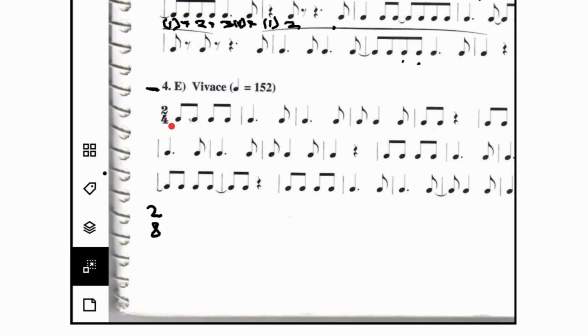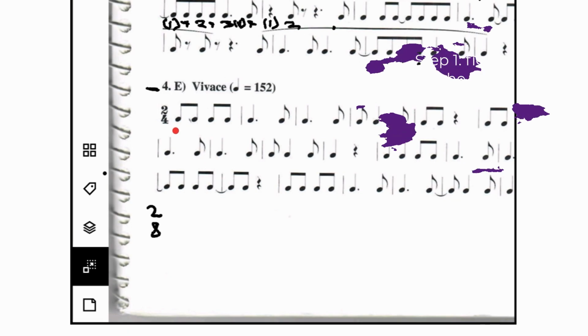Now in 2/4 time, the original, the beat was the quarter note. Okay, well, here's a quarter note beat. All right. In 2/8 time, the beat is the eighth note. The note values look one level faster. So instead of this quarter note here, I would write an eighth note.